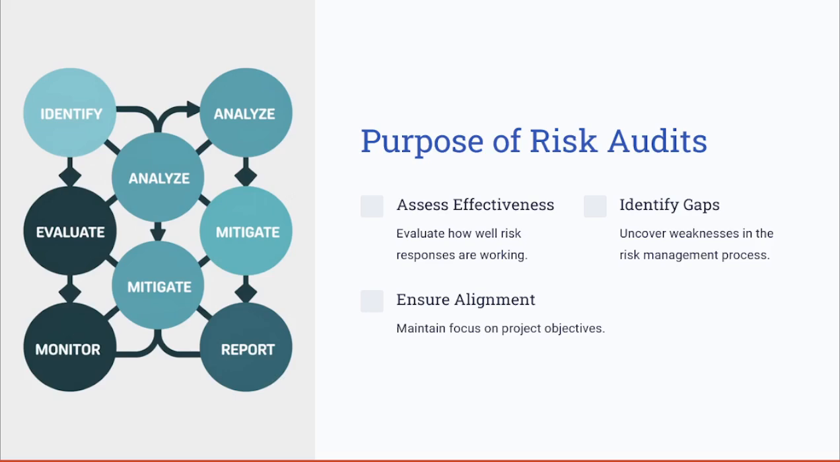For example, in a software development project, an audit may uncover that certain risks, like the dependency on third party APIs, were not mitigated correctly. And this insight allows the team to take a corrective action and avoid the project delays.